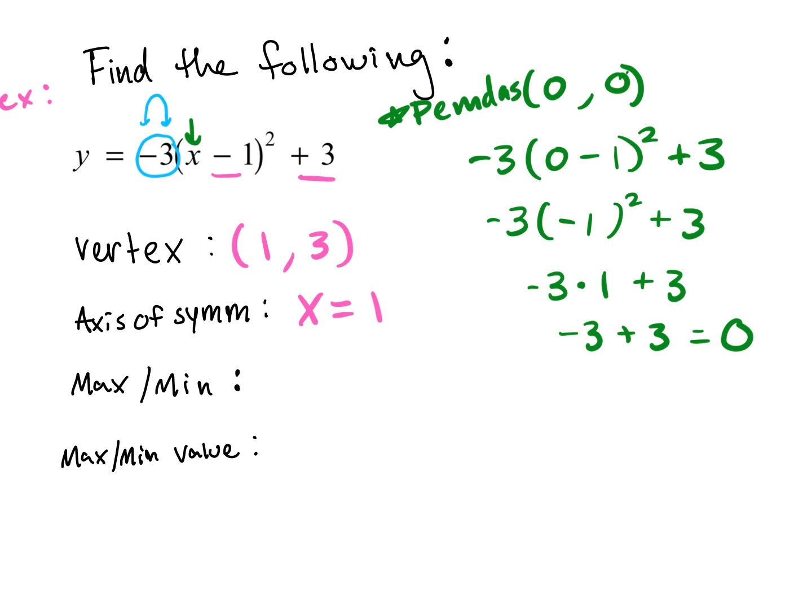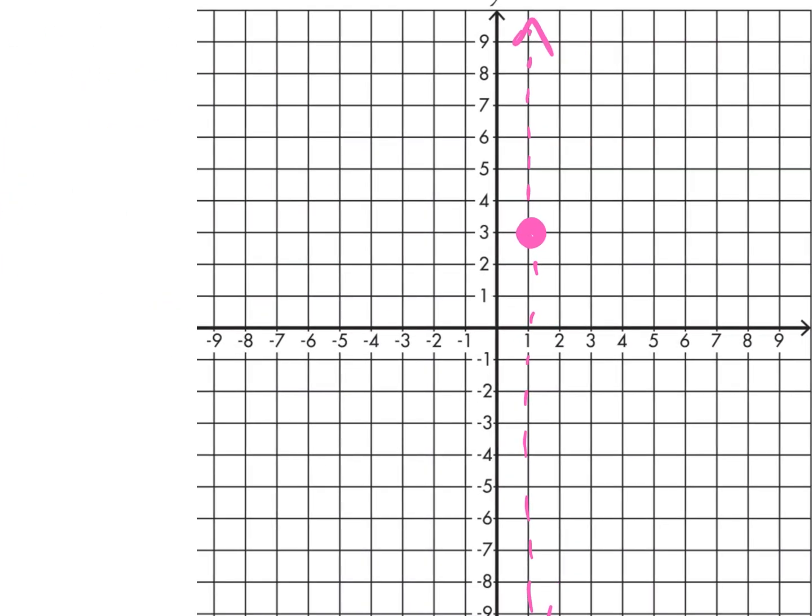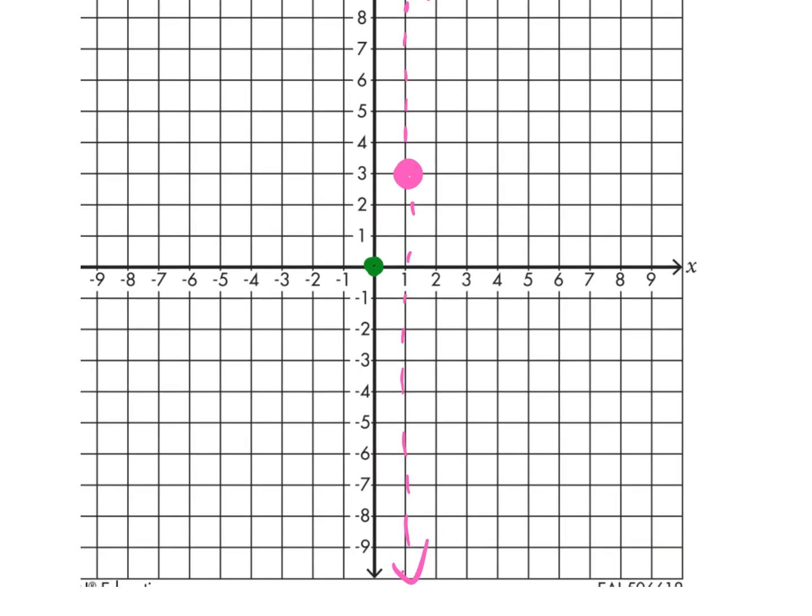So 0, 0. Does it matter whether we do like 2 or 0? It doesn't matter what number you plug in, but the farther you go away from your axis of symmetry, the bigger your numbers are going to be. So you could have picked a number like 5, but you would have ended up with a really big negative number. So you want to stick close to the axis of symmetry.